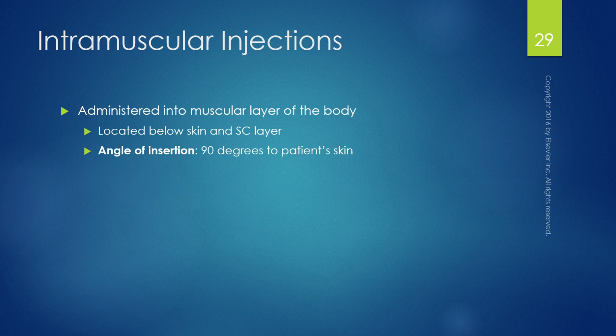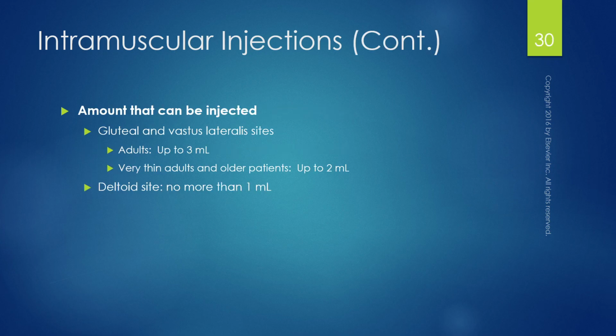Intramuscular injections. These are administered into the muscular layer of the body, located below the skin and subcutaneous layer, and the special technique is to insert the needle at an angle of 90 degrees to the patient's skin. The amount that can be injected varies depending on the size of the muscle you're injecting into, whereas subcutaneous, we just said no more than a milliliter no matter where you're at.